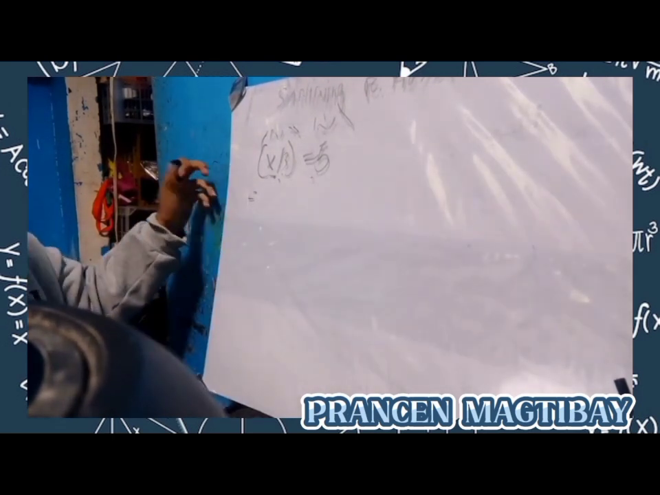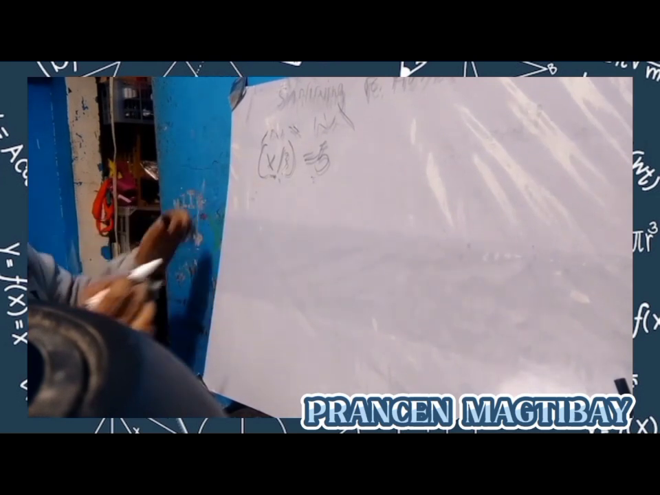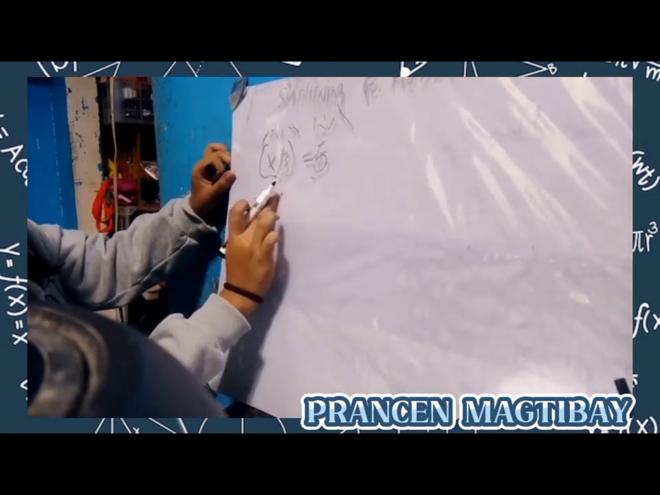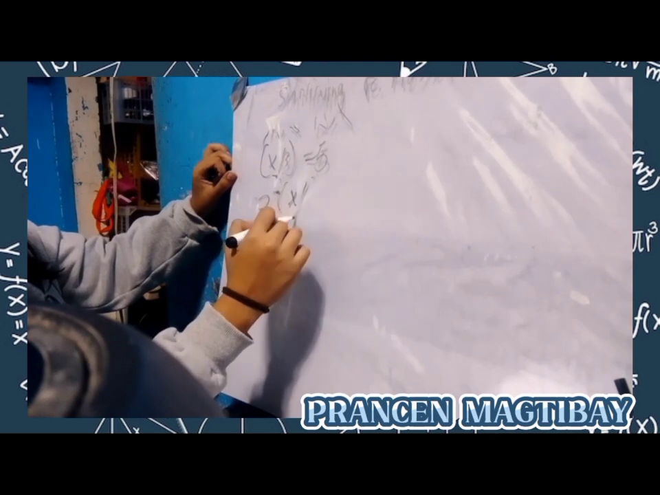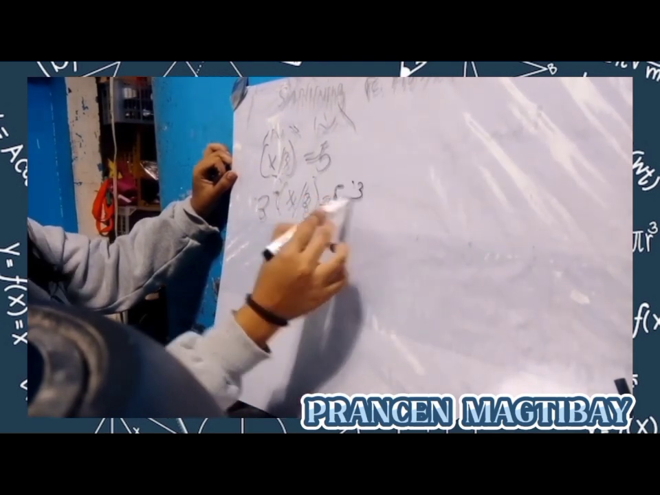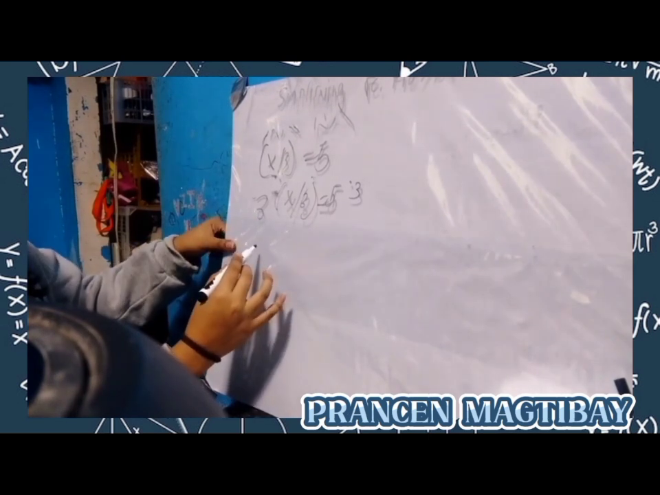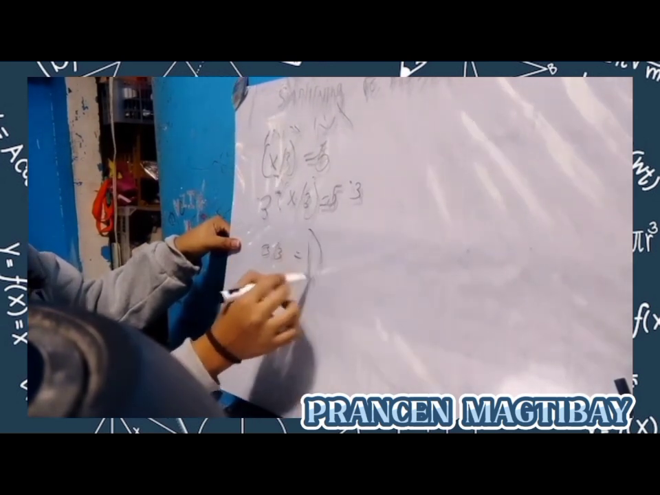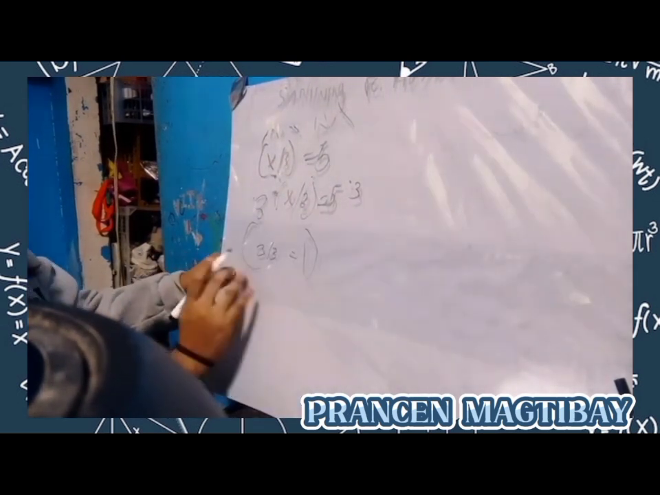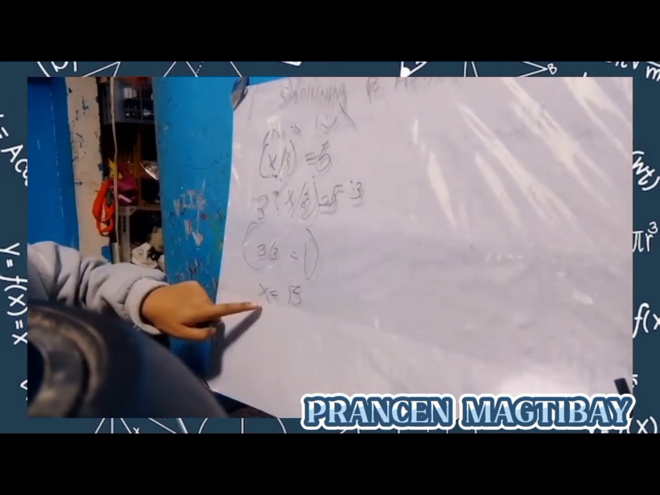Step 3. Multiply both sides by 3, and we get 3 times x over 3 equals 5 times 3. On the left side, the 3's cancel each other out, and ang iwan na lang po is 3 over 3 equals 1. Leaving us with just x. x equals 15.